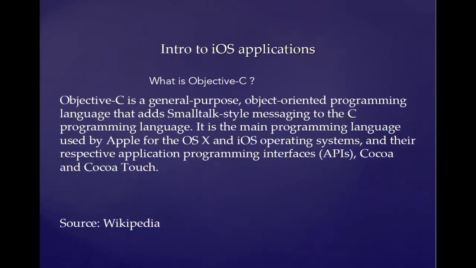So I'd just like to give a brief description of Objective-C. Most of the native applications for iOS are built in Objective-C. The advantage of Objective-C is that it's an object-oriented programming language. It's basically a superset of C, but you add object-oriented capabilities. Okay, it's the main programming language used by Apple for making iOS and OS X applications.